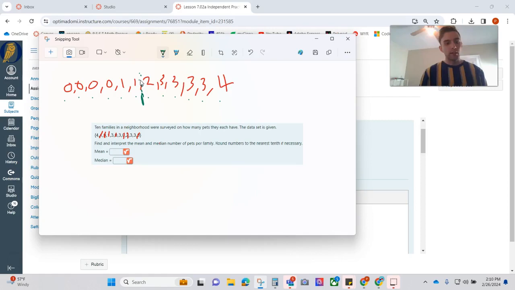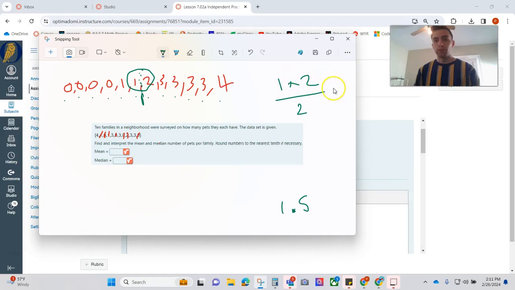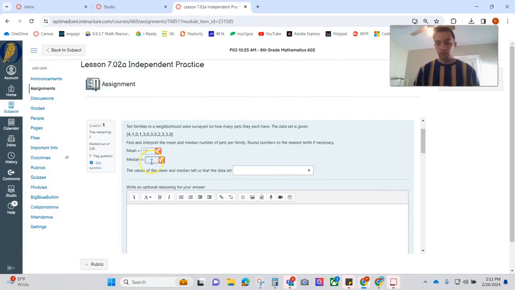When the median doesn't land on a number, I find the middle of the two middle numbers. So what is the middle of 1 and 2? Yeah, 1.5. That's halfway between 1 and 2. Now, if you don't know what the middle of two numbers is, you can always add them up and divide by 2. So 1 plus 2 is 3. That divided by 2 is 1.5.